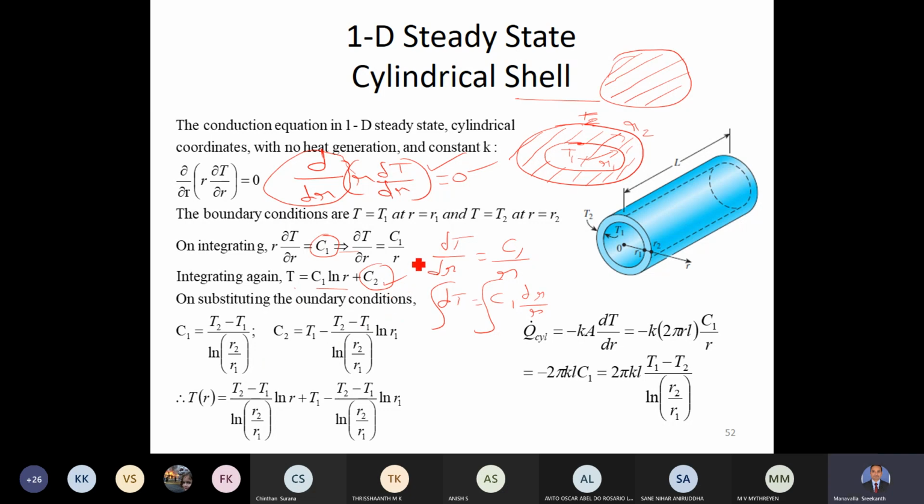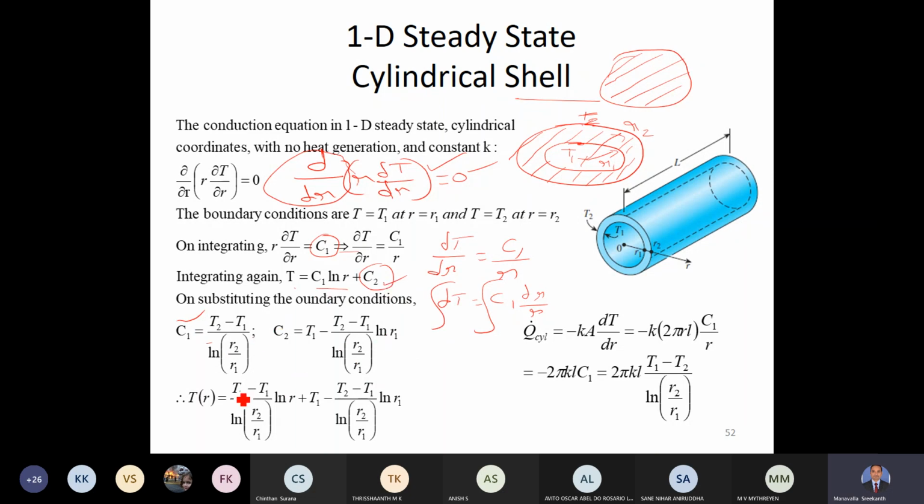We have to evaluate those and substitute in this equation to get the temperature distribution. So we will substitute the boundary conditions. If in place of r, I write r1, and in place of t, I write t1, I'll get one equation. Similarly, in place of r, I write r2, and in place of t, I write t2, and I'll get a different equation. So I have two equations and two unknowns, c1 and c2, which can be solved for. If you do that arithmetic, you will have c1 as t2 minus t1 by log of r2 by r1, and c2 as t1 minus (t2 minus t1) by log of r2 by r1 multiplied by log r1. These values of c1 and c2 you can substitute in this equation.